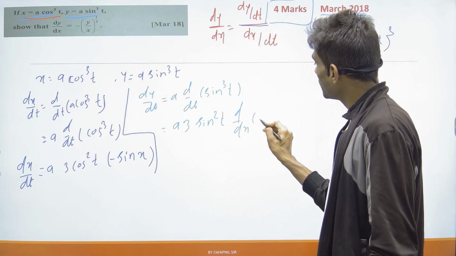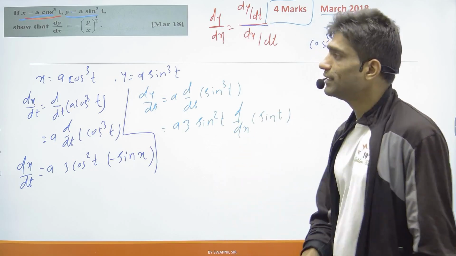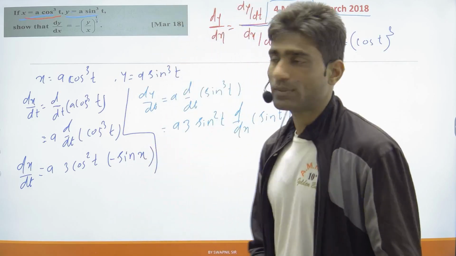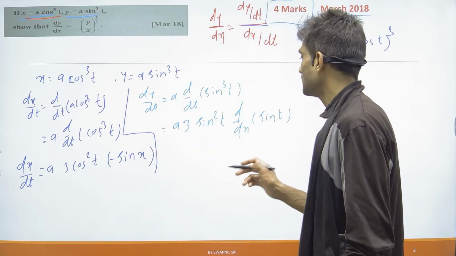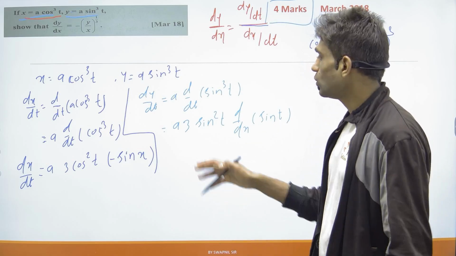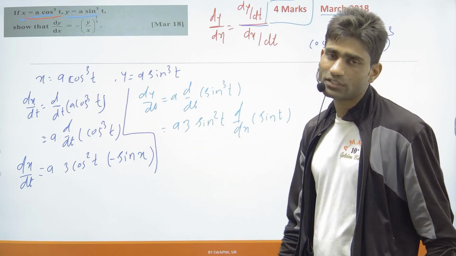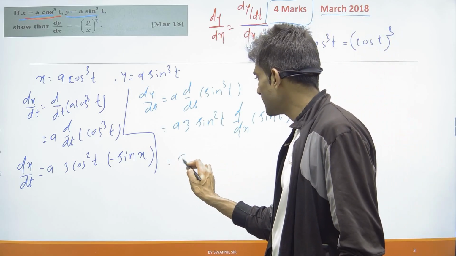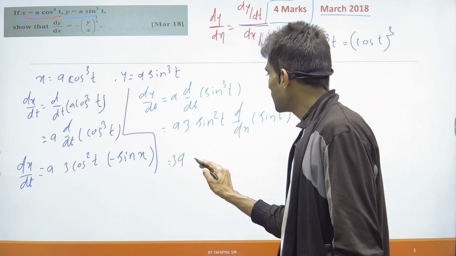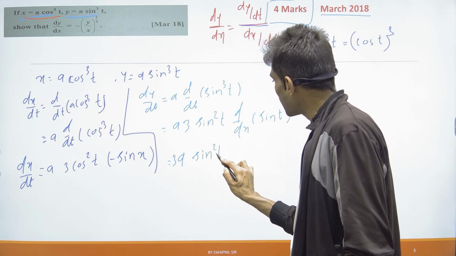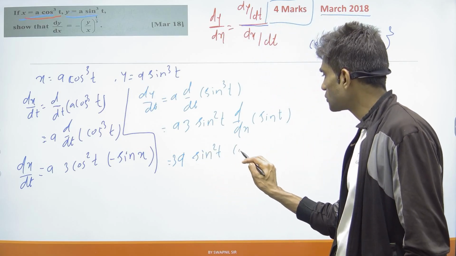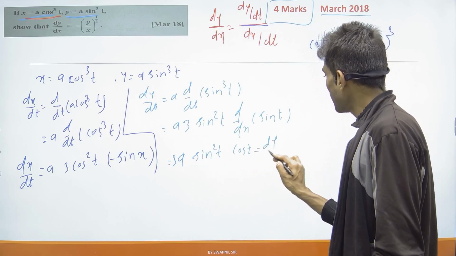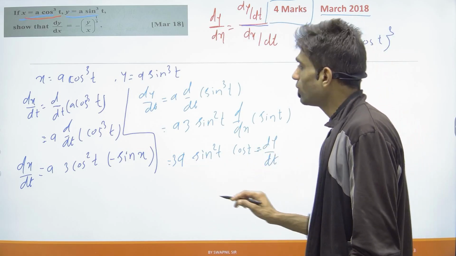Okay, d by dx of sin t. This is a composite type of differentiation you all need to understand. So as solved as per the composite type of differentiation, differentiation of a sin t. Now we know that cos has differentiation negative of sin, and sin has differentiation cos. So our answer is 3 times a sin square of t, and differentiation of sin of t is a cos of t. So this one is the value for dy by dt.